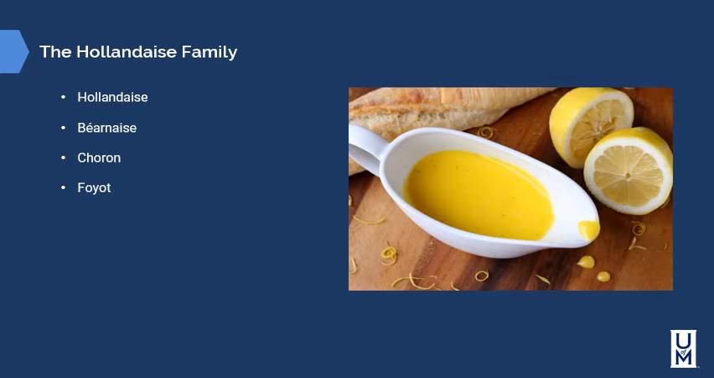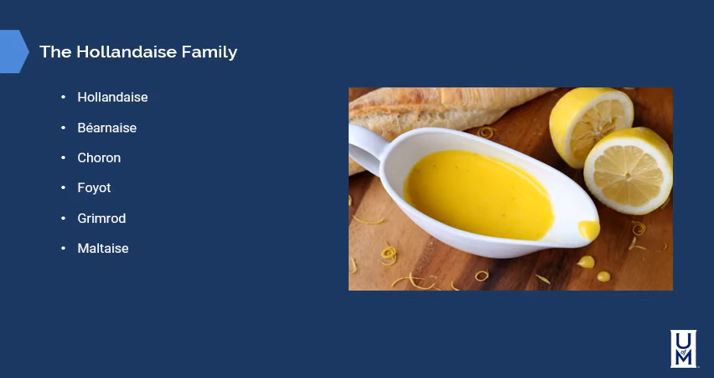Sauce Foyot is a Béarnaise derivation with added glace de viande or meat glaze. Sauce Girondine, which sounds like something from Harry Potter, but it's actually a Hollandaise sauce with saffron added. Typically saffron that has been steeped in white wine and added to the Hollandaise, either in place of or in addition to the lemon juice.